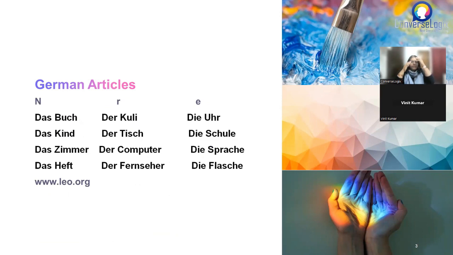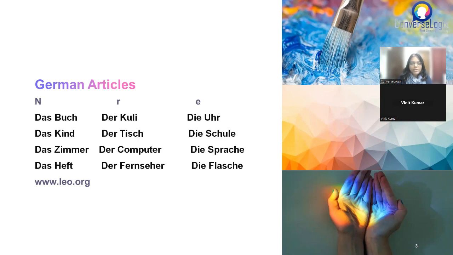Now I have collected some words which we use. For example, das Buch is a neutral object, which is the book. Das Kind, a child, the child, which is also neutral. Das Zimmer, das Heft. Then we have some masculine article words. Der Kuli, der Tisch, der Computer, der Fernseher. Then we have the female, die Uhr, die Schule, die Sprache, die Flasche.